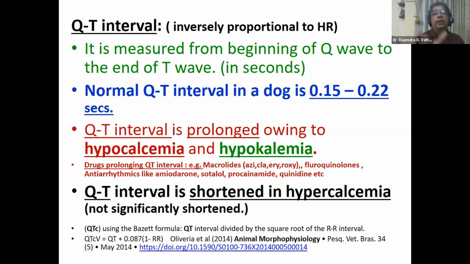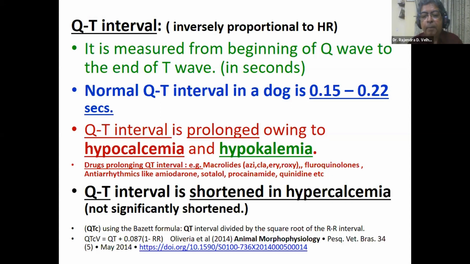That is, it prolongs in bradycardia and it gets shortened in tachycardia. Therefore, in human beings, there is always a method to represent the QT interval as the corrected QT interval, that is called the QTc. This correction is made so that the effect of heart rate on the QT interval is nullified, and the QT interval is expressed at a heart rate of 60 beats per minute. That is done by using Bazett's formula.